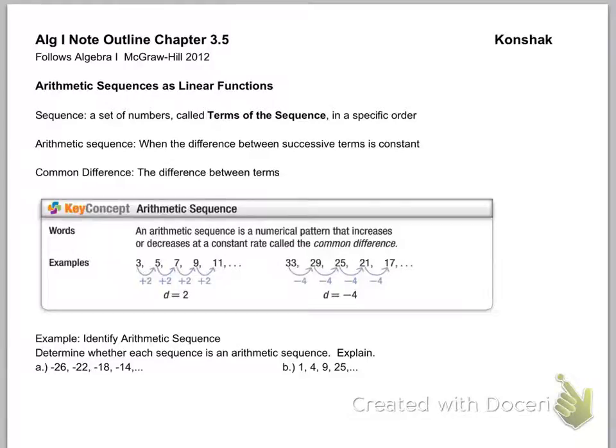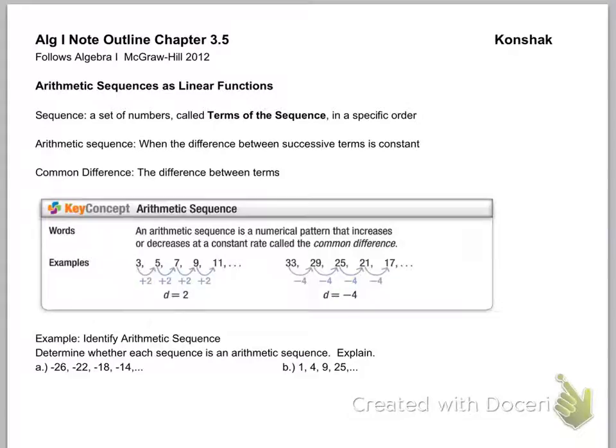Now, we're going to talk specifically today about arithmetic sequences. Arithmetic sequences are sequences where the difference between successive terms is constant. 1, 3, 5, 7 is a constant change. There's a constant difference. It's going up by 2s, right? I'm adding 2 every time.